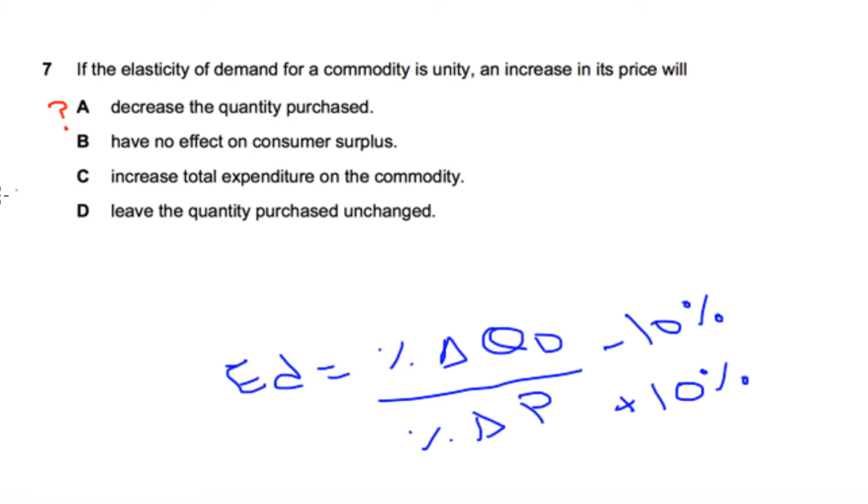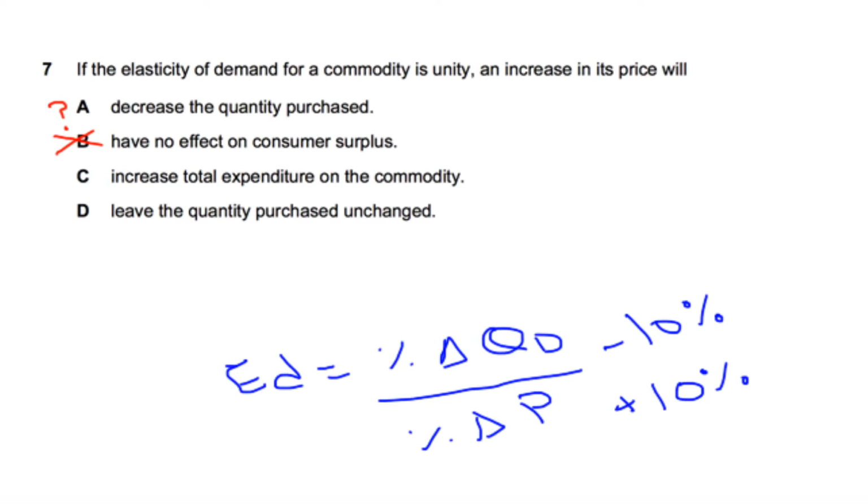Option number B, have no effect on consumer surplus. Now we are not sure, we don't have enough information to see whether or not there is an effect on consumer surplus. Consumer surplus might actually fall because there is an increase in price, or it might increase because of other factors as well. So we're not sure. Since this could go either way, we cross out this option. An option which can go either way can be true under circumstances and can also be false under circumstances. That's a good sign that we can cancel out that option.